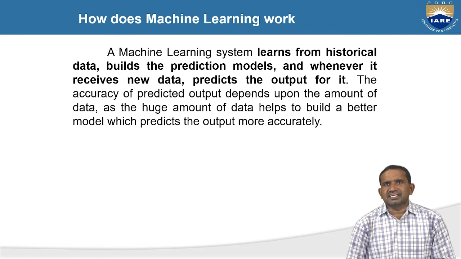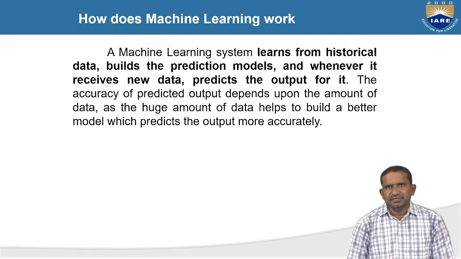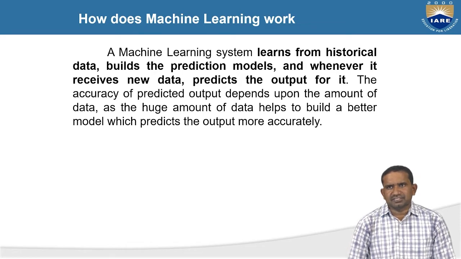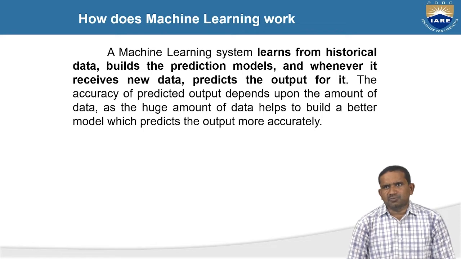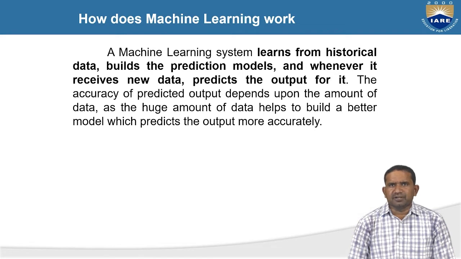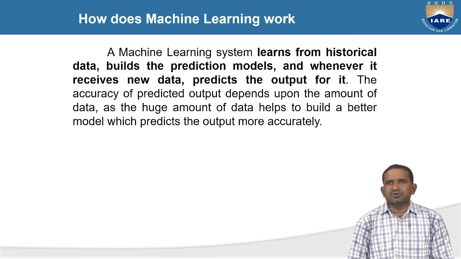How does machine learning work? A machine learning system learns from historical data, builds prediction models, and whenever it receives new data, predicts the output for it. The accuracy of the predicted output depends upon the amount of data, as a huge amount of data helps to build a better model which predicts the output more accurately.